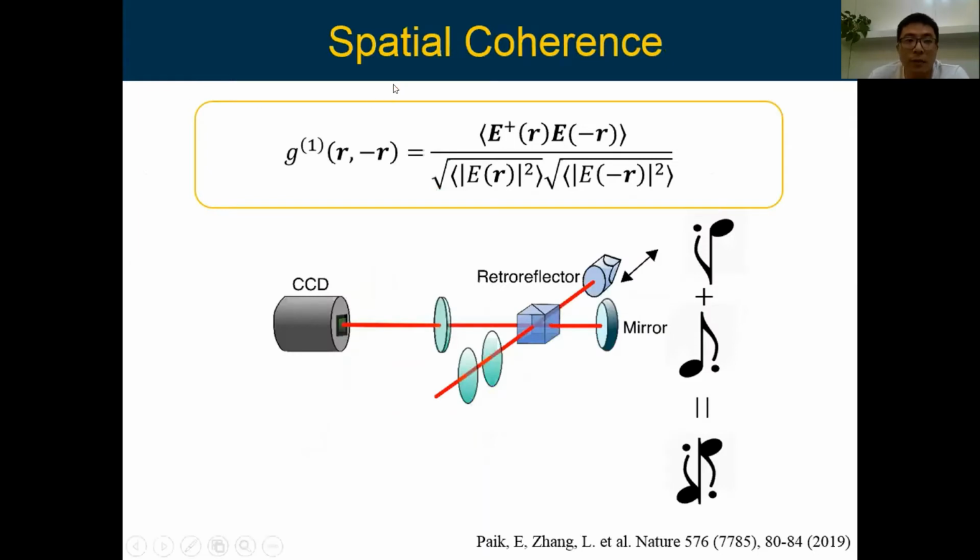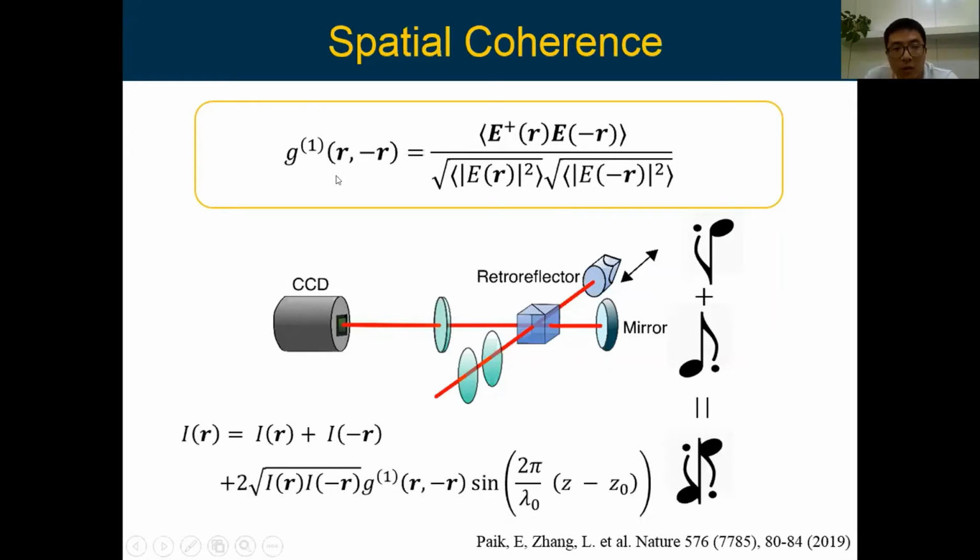And then we decided to measure the spatial coherence, which is defined by this first order correlation function, the coherence between the position R and minus R. So this can be measured from the Michelson interferometer. And in one of the arms, the mirror is replaced by the retroreflector. It can flip the beam centrally symmetrically, and the R and minus R can be overlapped on the CCD.